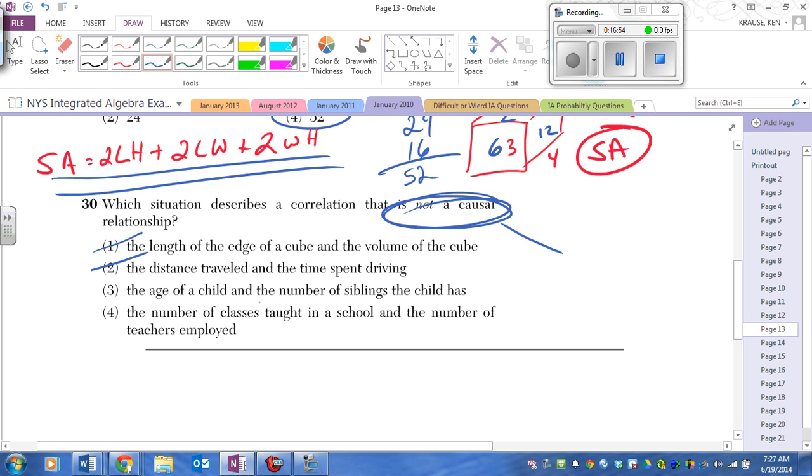The age of a child and the number of siblings a child has. So, as you grow older, do you get more siblings? Sometimes. The number of classes taught in the school and the number of teachers employed. So if you have a lot more classes, you need a lot more teachers. The child can be 10 years old and have no brothers and sisters. The child can be 10 years old and have 6 brothers and sisters. So clearly that has nothing to do with one or the other. Okay, that's the end of part 2.